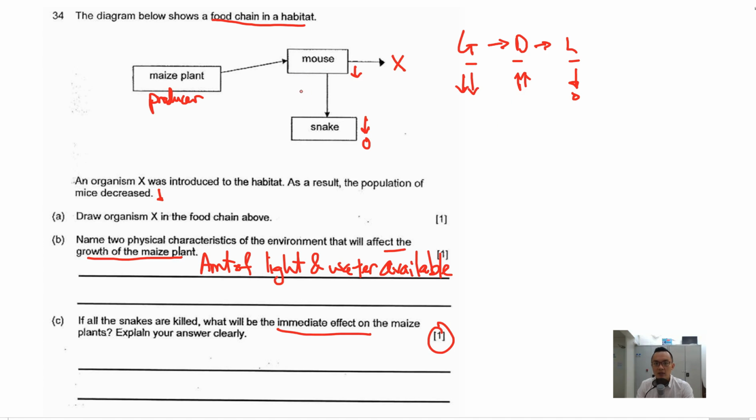Likewise, if all the snakes are killed, there will be an increase in the mouse, but because there's an X that also eats the mouse, there will only be an increase, not a great increase, unless there is no X. Then there will be a great increase in mouse. If there's an increase in the mouse population, then the population of the maize plant will decrease. So if all the snakes are killed, what will be the immediate effect on the maize plant?